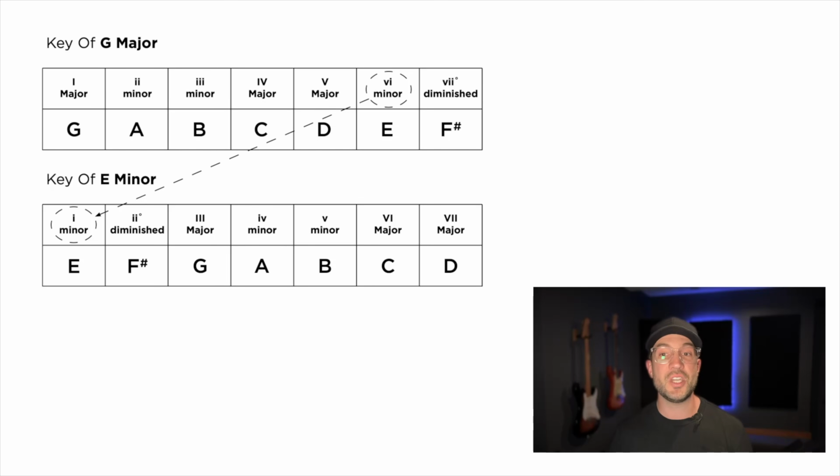If I have the key of G major, I count up to E, I just start and end from there now, and all of a sudden I have that relative minor, the key of E minor. So that's the idea of the relative minor.